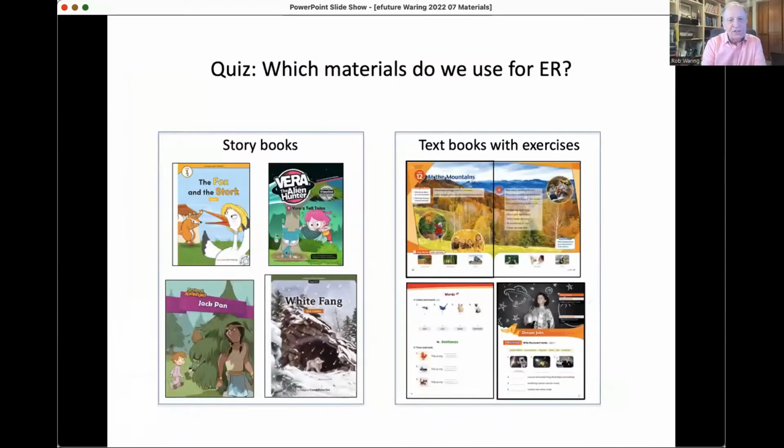The first question is, what materials do we use for extensive reading? Do we use storybooks or textbooks with exercises? So for extensive reading, extensive means reading a lot. So of course it would be storybooks. We use storybooks of various kinds.